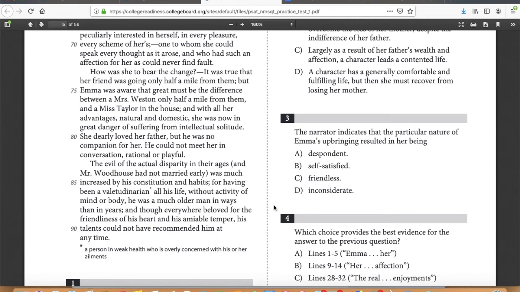Okay? Yeah. All right. Let's keep reading. Line 85. For having been a valetudinarian all his life, without activity of mind or body, he was a much older man in ways than in years.